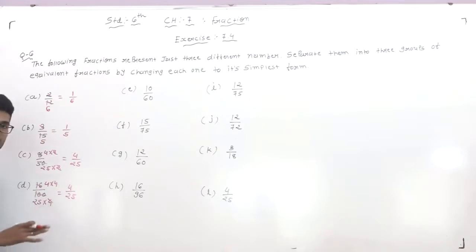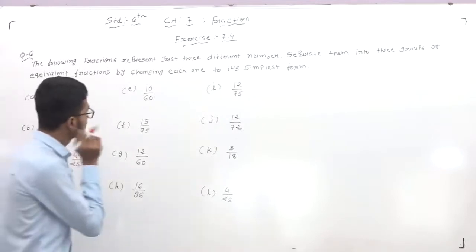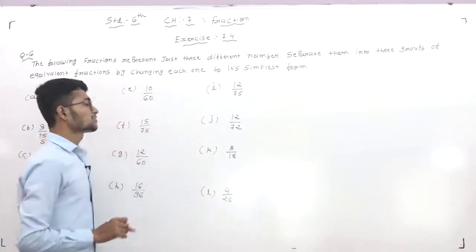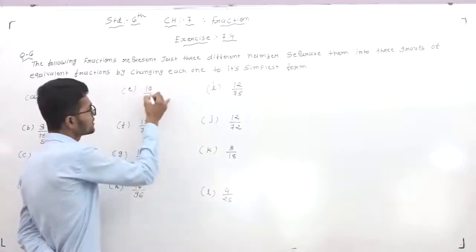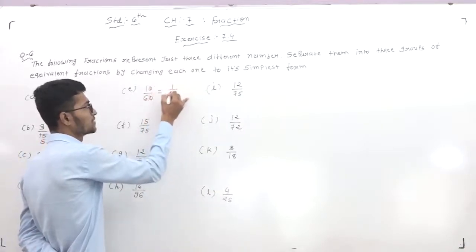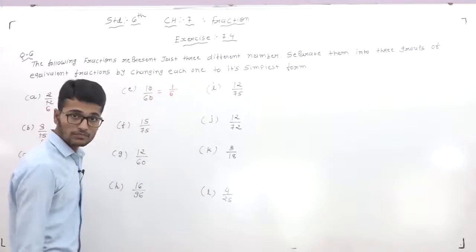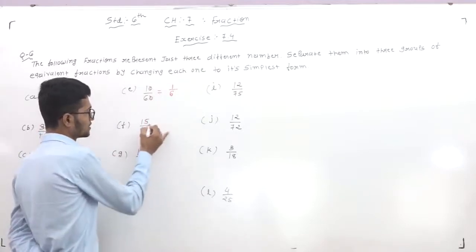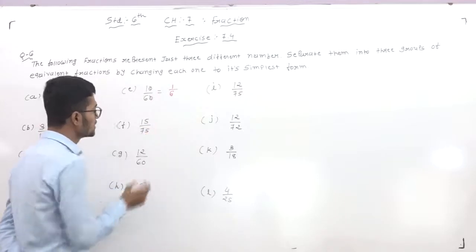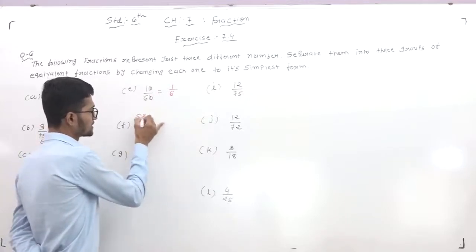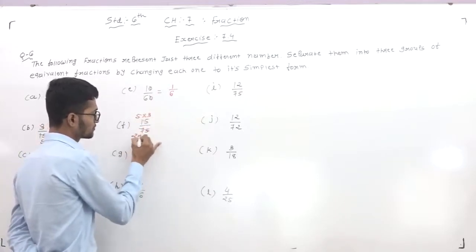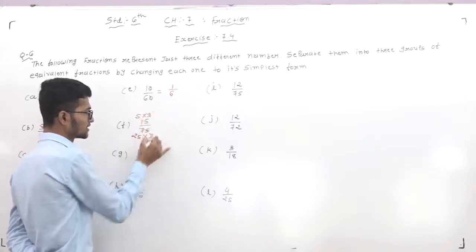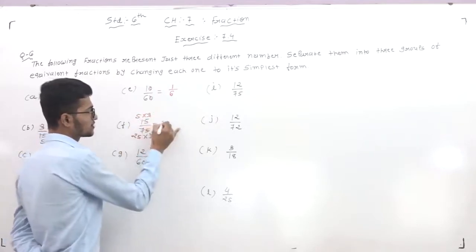So clear the first 4. Same for the next 4. Here is 10/60. Cutting the zeros, our answer is 1/6. This one is the simplest form. Then after 15/75: if you cut 15, 5 3s are 15, and 75 is cut, 25 3s are 75. 3 3 cut, 5/25 is remaining.